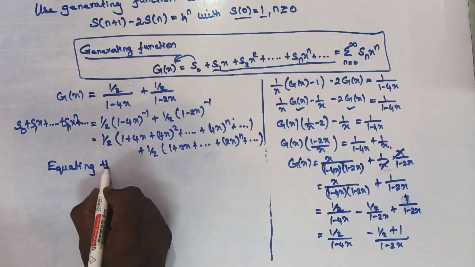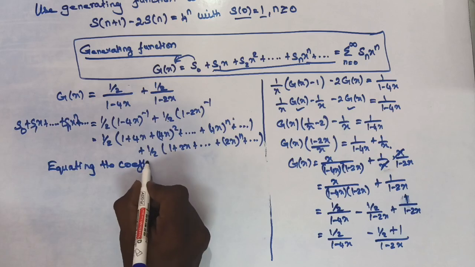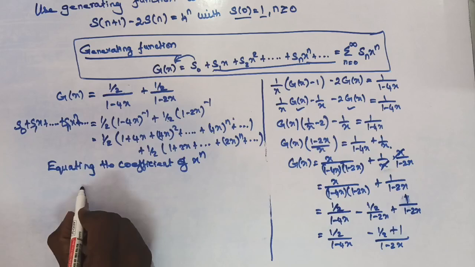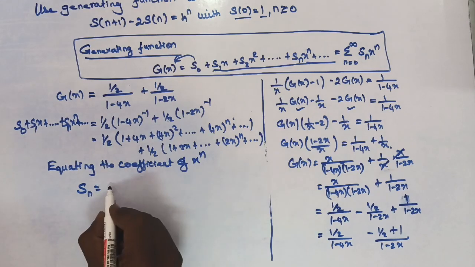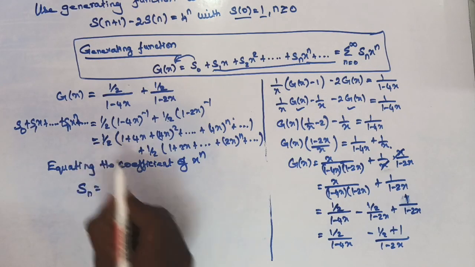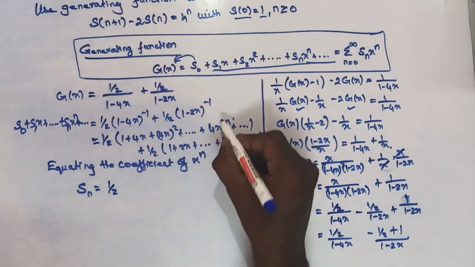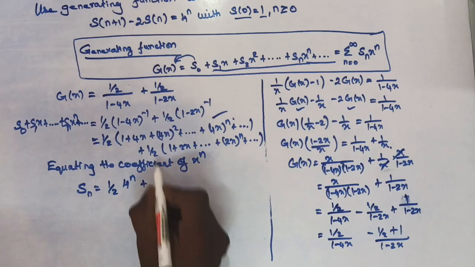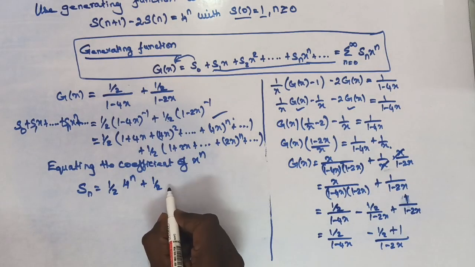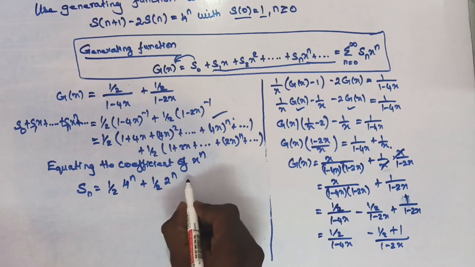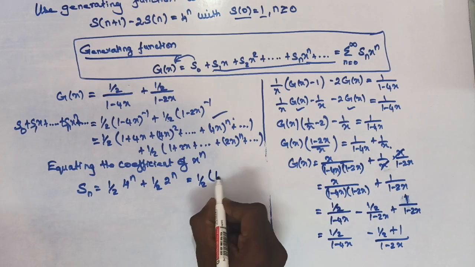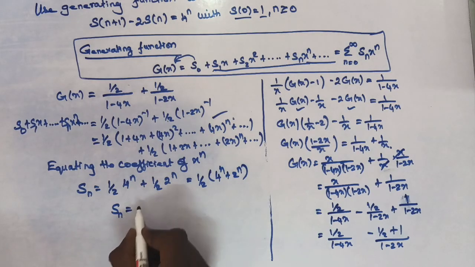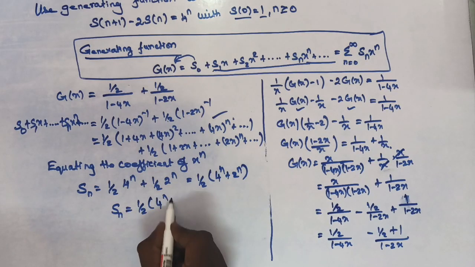Now equating the coefficient of x power n, what will we get? Sn. That is going to be Sn, and here this part is going to be 1 by 2, and x power n coefficient is 4 power n, plus here 1 by 2, the coefficient is going to be 2 power n. So that is equivalent to 1 by 2 (4 power n plus 2 power n). So Sn equal to 1 by 2 (4 power n plus 2 power n).